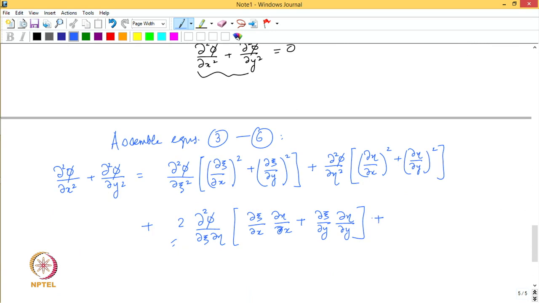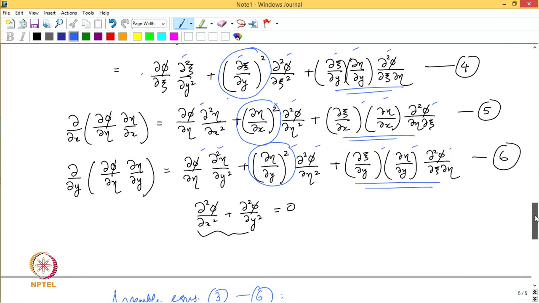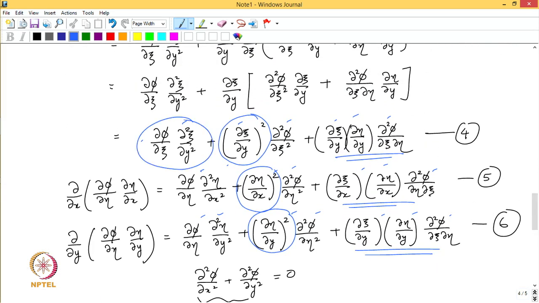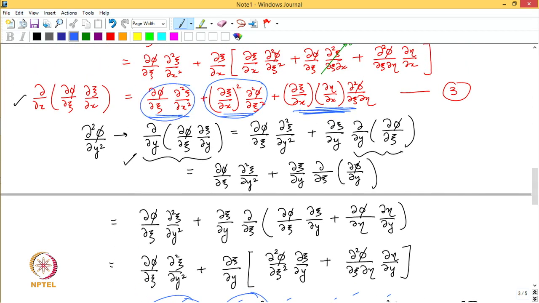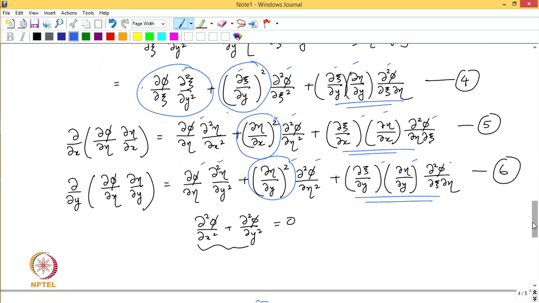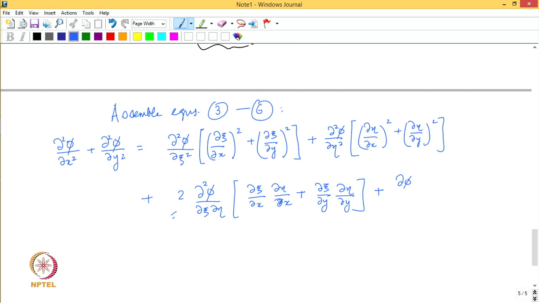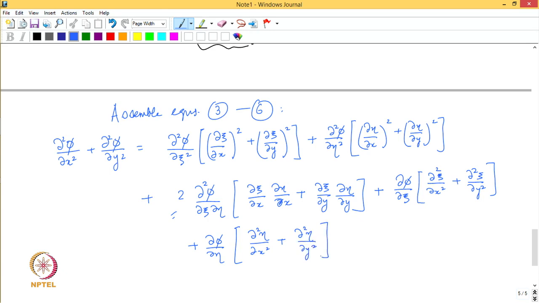And plus, now we'll have single derivative terms such as this one. Let's look at this one. We have d phi d xi d 2 psi dy square, and then similarly we'll have d phi d xi, for instance, d 2 psi dx square. So these terms will also now come together. So we'll have d phi d xi times d 2 xi dx square plus d 2 xi dy square, plus d phi d eta times d 2 eta dx square plus d 2 eta dy square. Now this should be 0 because the left hand side is 0. By transformation, this is what we have obtained. Say this is equation 7.